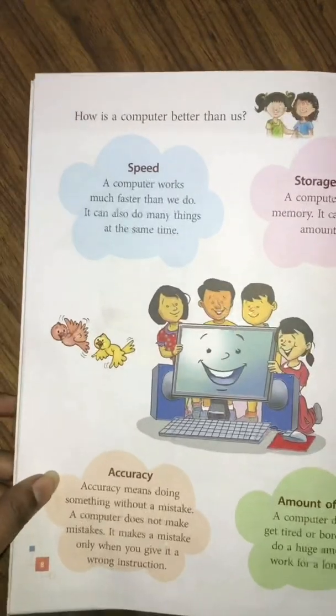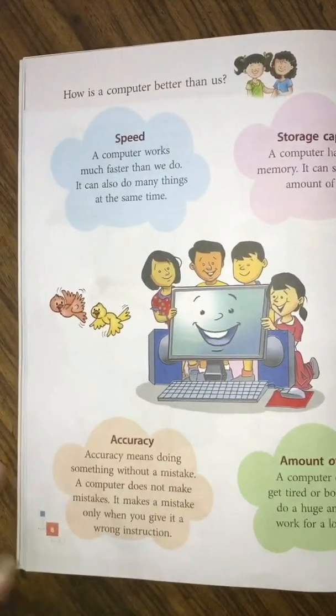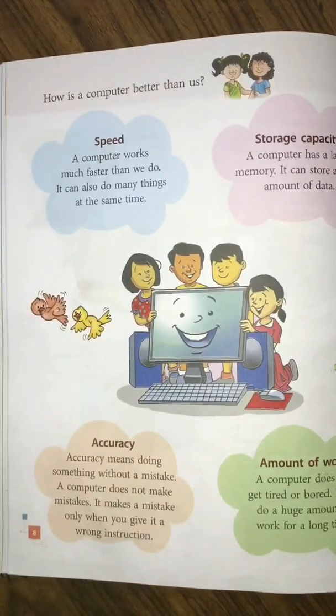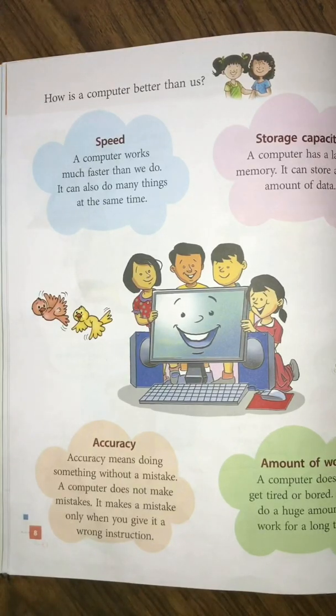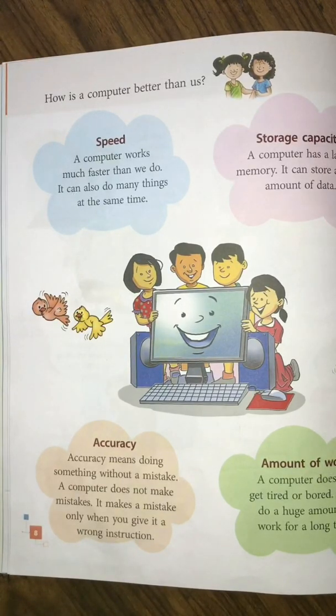Next, how is a computer better than us? Now, here four important qualities of a computer are given. First one is the speed, second one is storage capacity, then accuracy, and amount of work. Speed. A computer works much faster than we do. It can also do many things at the same time. Computer works very fast, children. Within a second, it will give you the correct answer.